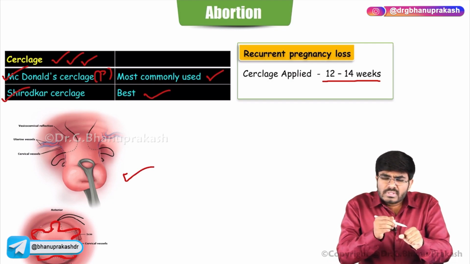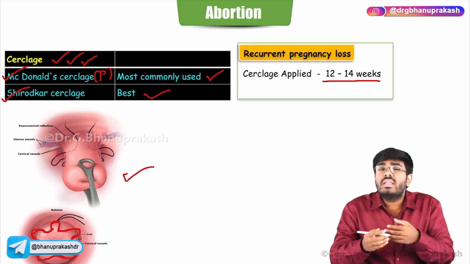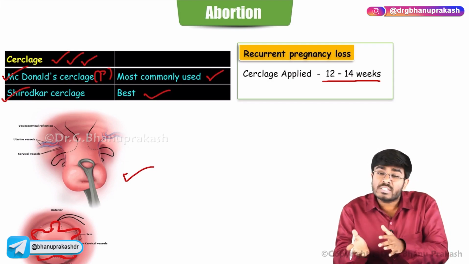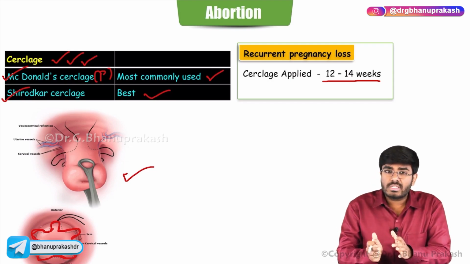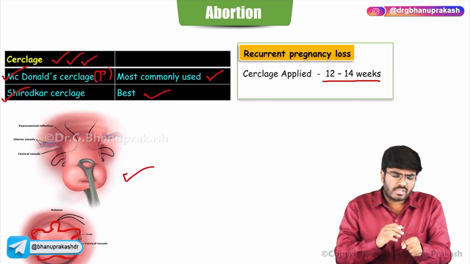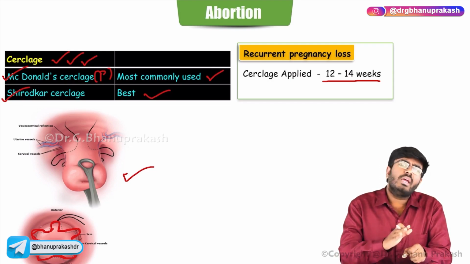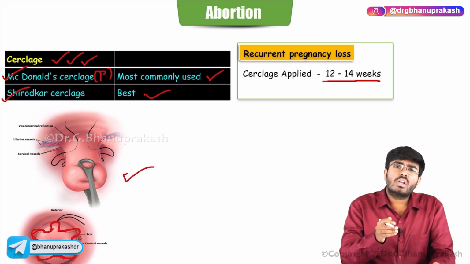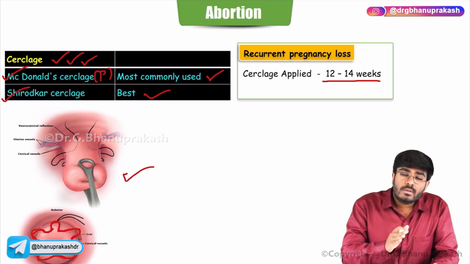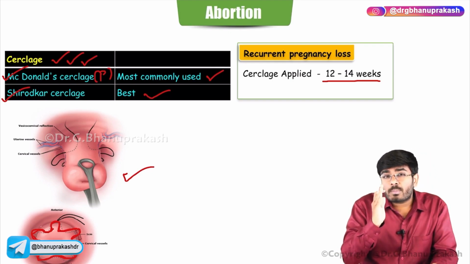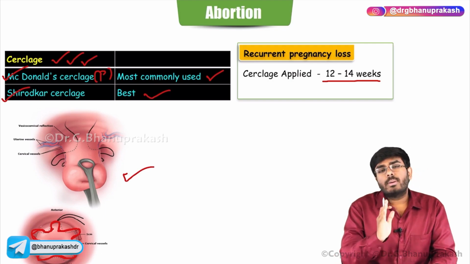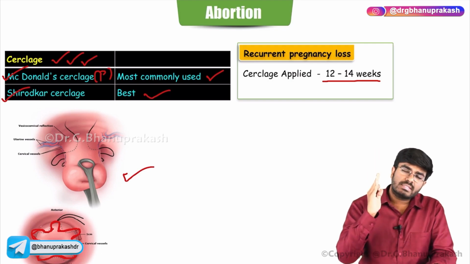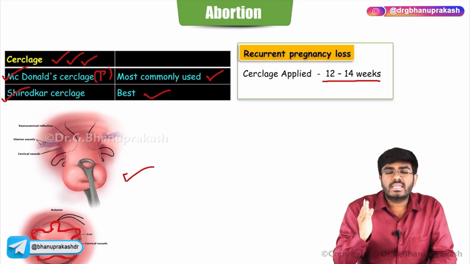So if you put the stitches in the first trimester, actually you are saving a baby which was about to abort. This baby should be aborted because there is some chromosomal abnormality, so definitely this baby should not survive. So if you put sutures in the first trimester, you are saving a baby which is supposed to be aborted. So don't put cervical cerclage in the first trimester, put it in the second trimester. Apply the cervical cerclage in the second trimester.